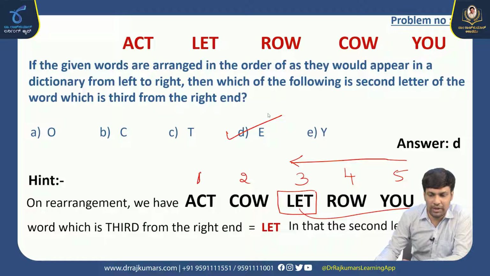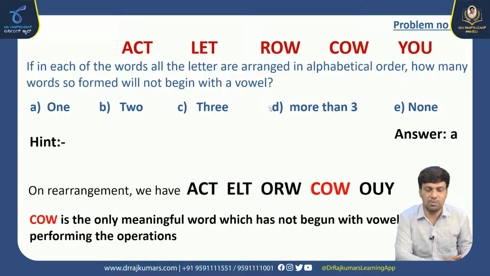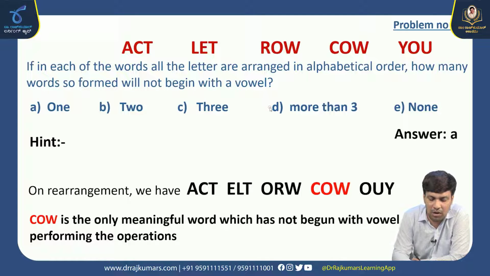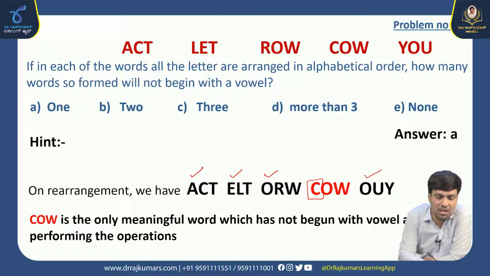Moving on to our next question. If in each of the words all the letters are arranged in alphabetical order, how many words so formed will not begin with a vowel? On rearrangement, we have act, elt, orw, cow and ouw. Only the word "cow" does not start with a vowel. In all the other words, you come across a vowel. See, A is a vowel, E is a vowel, O is a vowel and the other O is also a vowel. But C is a consonant, which meets the condition. So the right option for this question is option 1.